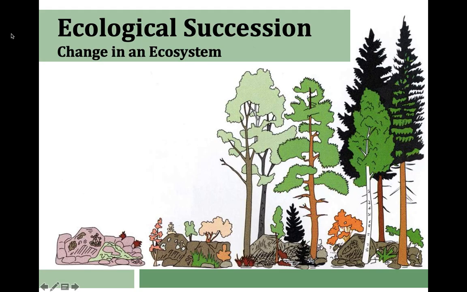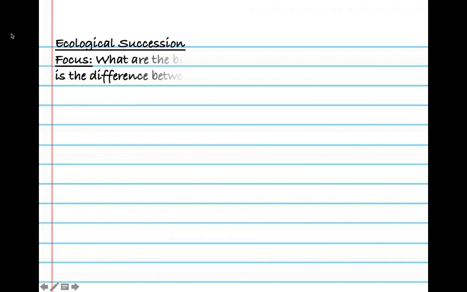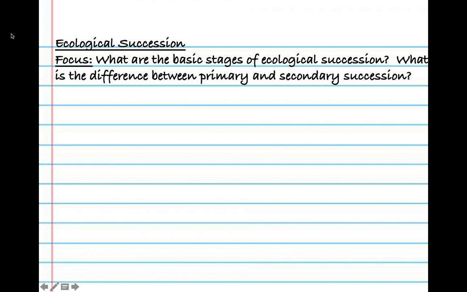Okay, let's get started with today's topic, ecological succession, change over time in an ecosystem. Actually, let's get our notes first. Let's title this entry Ecological Succession. Our focus questions today are, what are the basic stages of ecological succession? And what is the difference between primary and secondary succession?